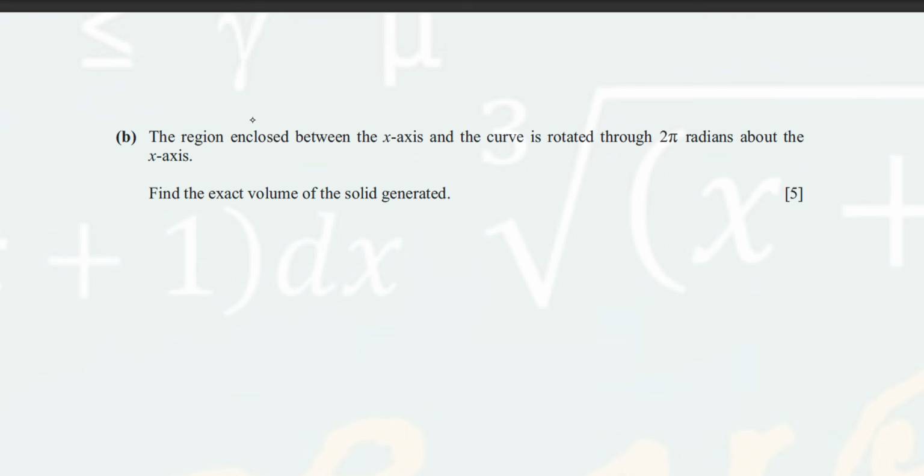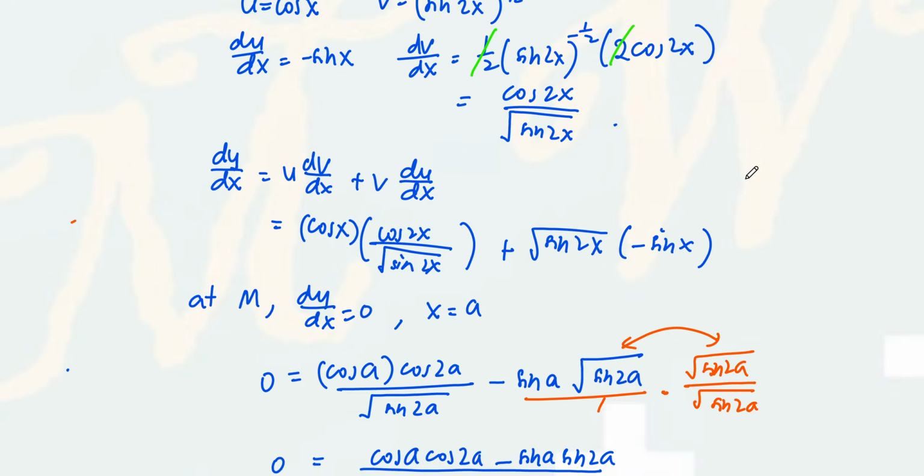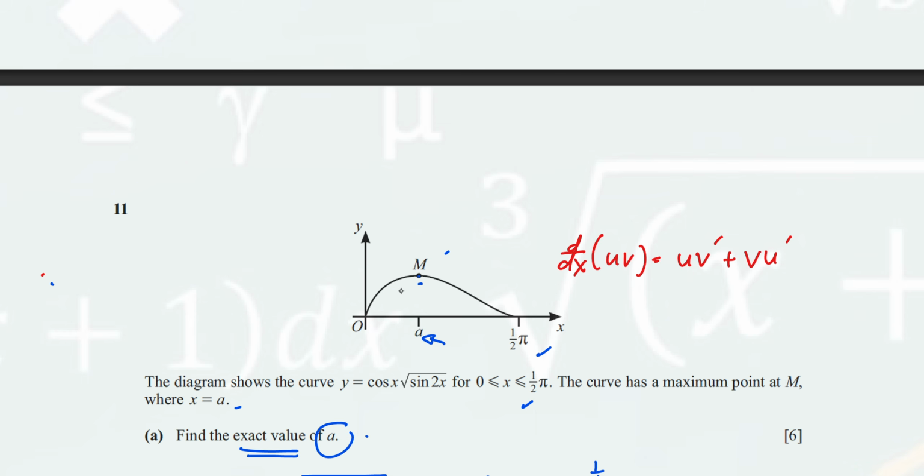Now B, the region enclosed by the x-axis and the curve is rotated through 2 pi radians about the x-axis. Find the exact volume of the solid generated. Okay, so now this is the region. You rotate here for 2 pi, so it means that you will be getting this solid. And now you need to calculate what is the volume.